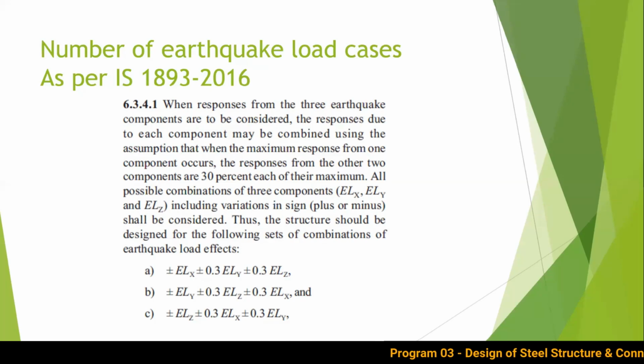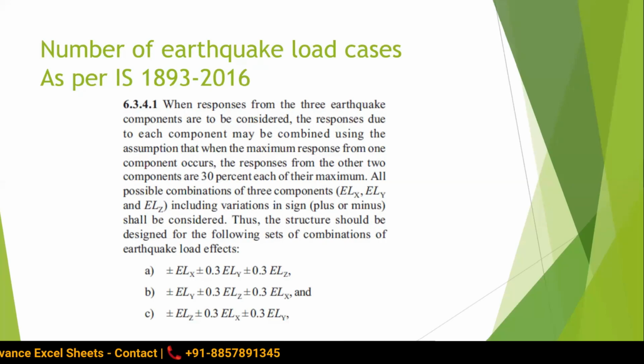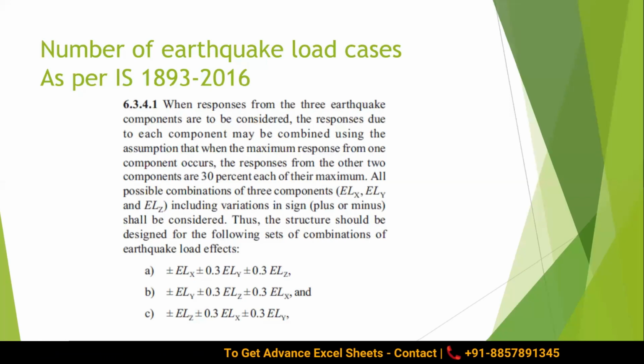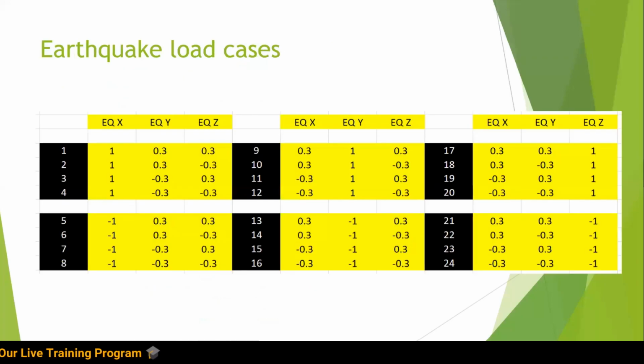Similarly for y, you should consider 30% load in x and z, and for z you should consider 30% in x and y. Sir, our structure is orthogonal, then this 0.3 will not come here? If it is non-orthogonal, then only this 0.3 factor will come. Also, if we have the zone... Because our structure is orthogonal, okay, let's see what that means. We will answer that question.